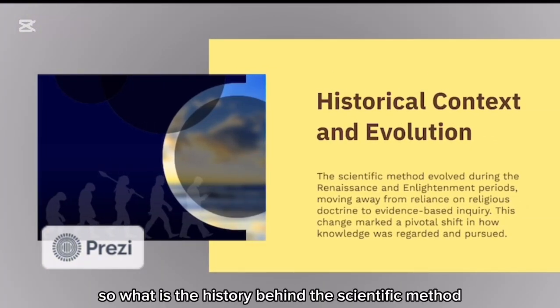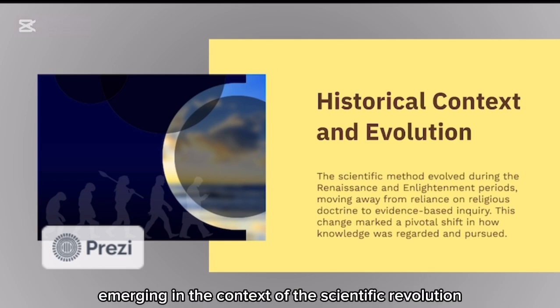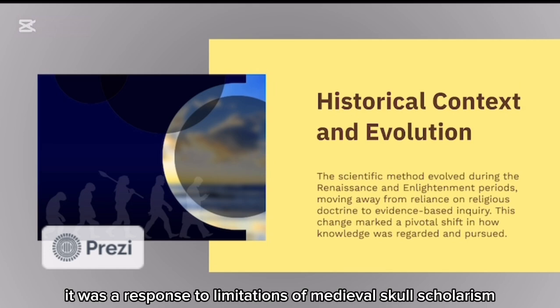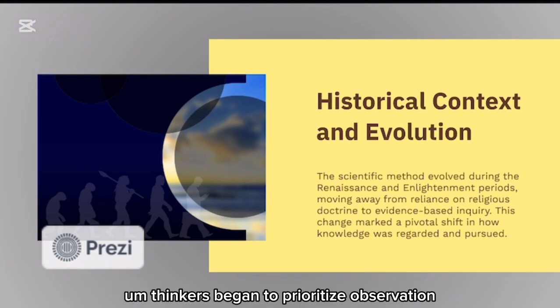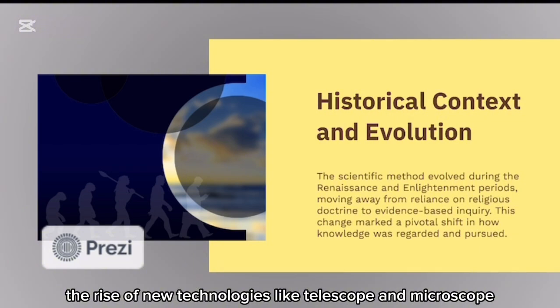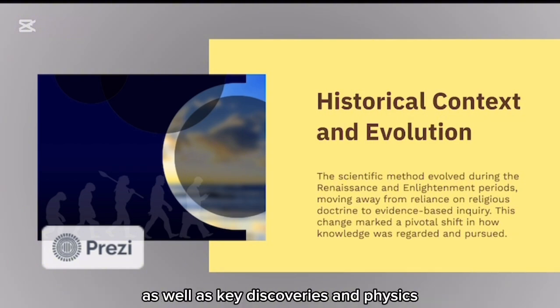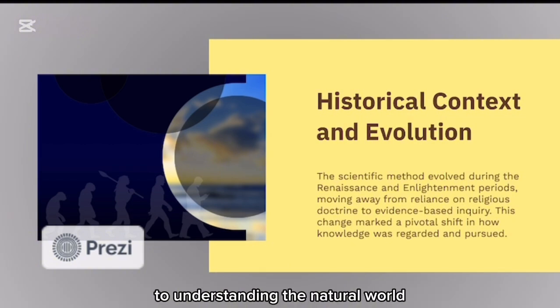So what is the history behind the scientific method? It was actually developed during the 16th and 17th centuries, emerging in the context of the scientific revolution. It was a response to limitations of medieval scholasticism, which relied heavily on ancient authorities and religious doctrines. Thinkers began to prioritize observation, experimentation, and reason over tradition and superstition. The rise of new technologies like the telescope and microscope, as well as key discoveries in physics, astronomy, and biology, helped establish the need for a more systematic and empirical approach to understanding the natural world.